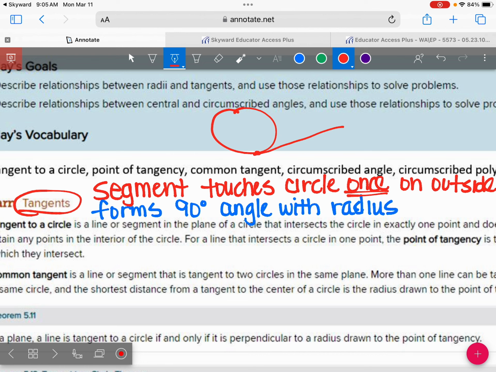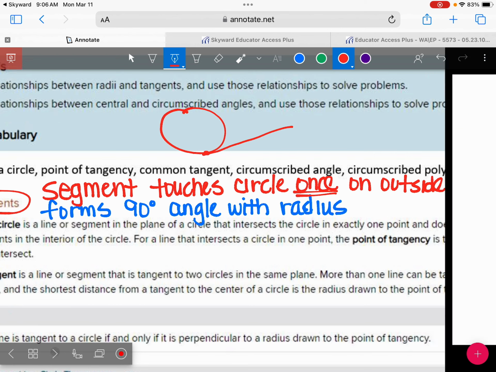So those are the only two things that we need to keep in mind for today's lesson. And again, because I am doing two lessons in one, it's going to take about 30 minutes, maybe 25. But it's mainly on the calculator, which is why you need a calculator. So what is a tangent? A tangent touches a circle once on the outside and it forms 90 degrees with the radius. All right, anybody need more time to copy down that summary? All right, well, let's hit it.